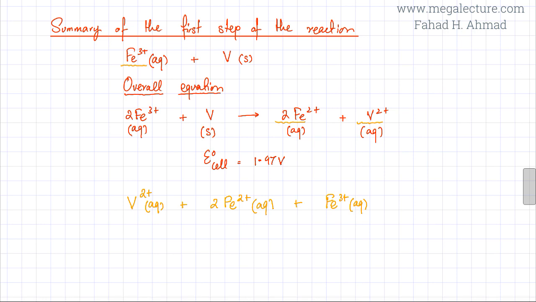If you observe carefully, you would notice that these two are the products from the first step. Vanadium 2+ and Fe2+ are the products from the first step, and there's some leftover Fe3+ present as well in the reaction. And I'm now going to try and do step 2. I'm going to try and figure out whether the products would have another reaction. So I'm going to open the electrode potential table and figure out whether there is another reaction possible between the products that are formed and the leftover reactants from the first step.